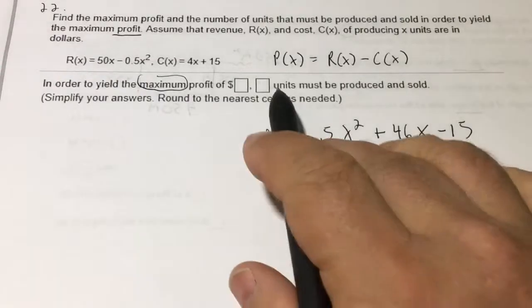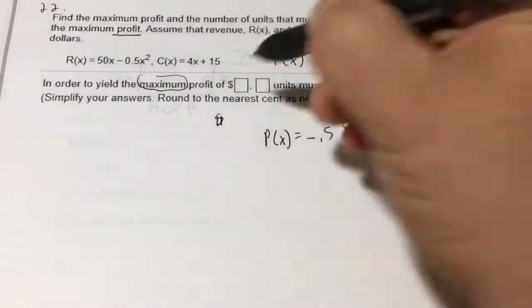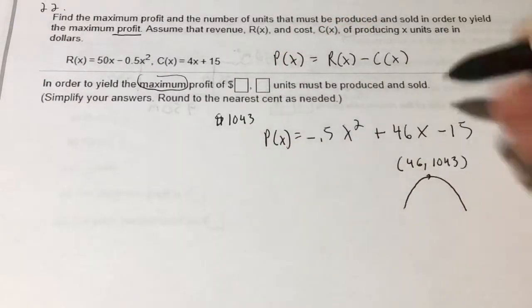X value is the amount of units, and the y value is the profit. So that's going to be the dollars. So the dollar sign would have 1,043, and the x value would be 46.